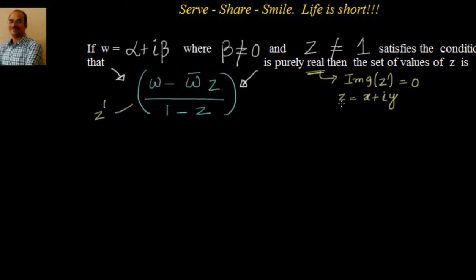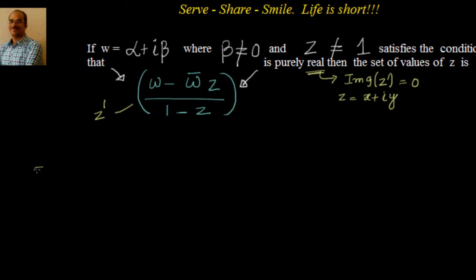So why can't I take Z equal to x plus iy? I know W equals alpha plus i beta. Try to simplify that and see what is the imaginary part, separate it and equate it to 0. Maybe that should give me the set of values of Z. So that's the approach we are going to follow to solve this particular problem. So let's go ahead now.